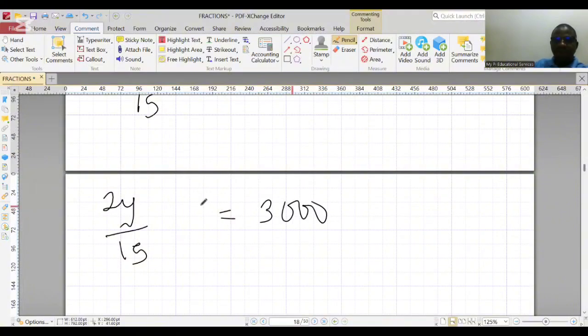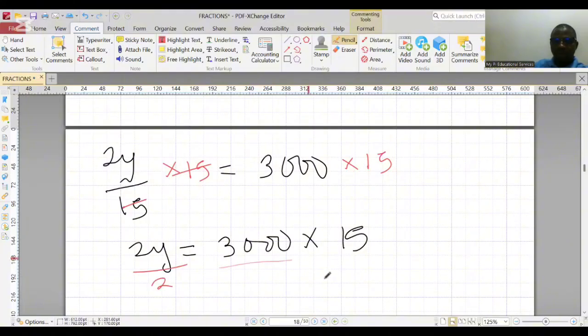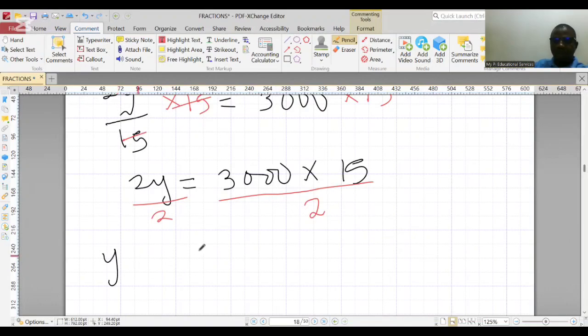So let's find the value of Y. First, let's multiply both sides by 15. So 15 will cancel out 15 here. So finally, we have 2Y equals 3,000 multiplied by 15. Then to find the value of Y, we divide both sides by 2. So when you put this on your calculator, the value of Y becomes 22,500. So that is the total amount shared.